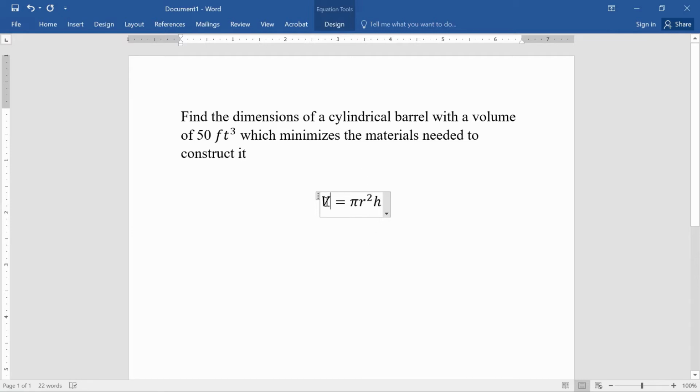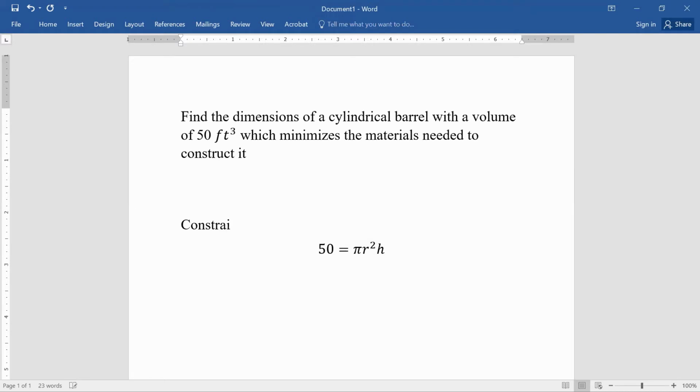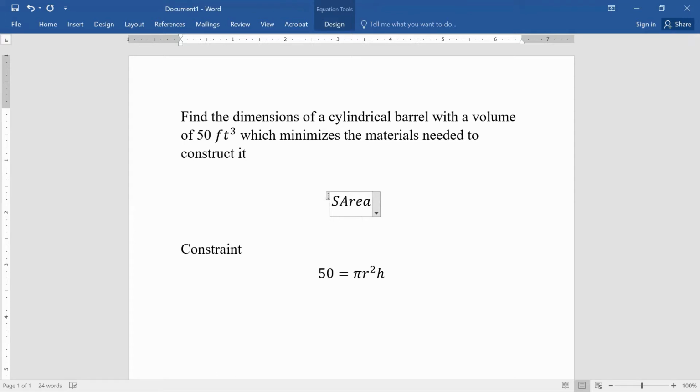Now we know the volume is 50 cubic feet. Since we know the volume is 50 cubic feet, that's our constraint. We're given the fact that the volume has got to be 50 cubic feet, and we want to minimize the materials. Well, the materials are going to be my surface area.